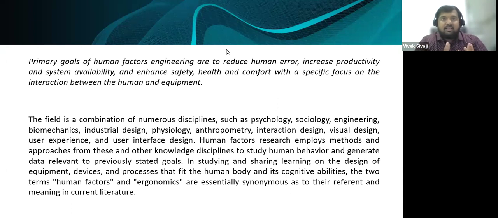And what you need to understand is when we're looking at HFE, it is not just something you're just seeing and you're just thinking, okay, this should be better. You do a lot of research on it, right? A lot of analysis actually goes through it in studying and sharing learning on the design of equipment, devices, processes that fit the human body and its cognitive abilities. The two terms, the human factor and ergonomics, are essentially synonymous as to their referent meaning in current culture.